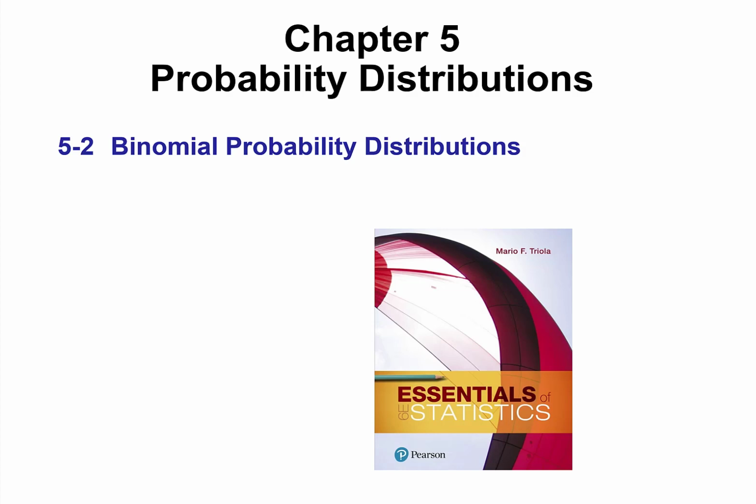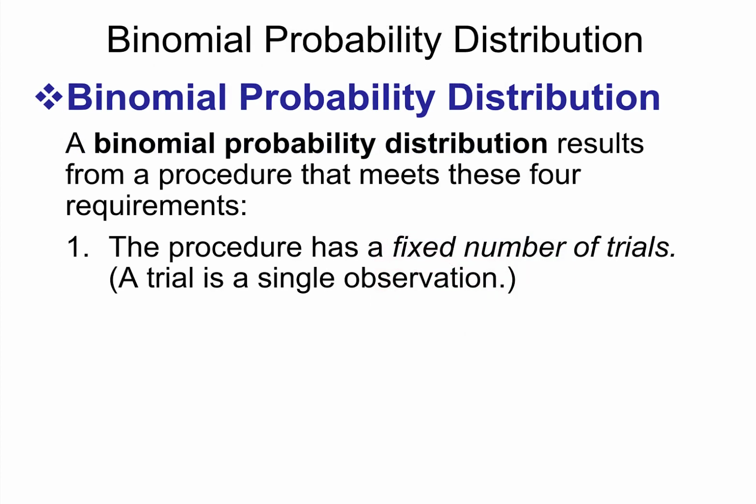Section 5.2, binomial probability distributions. So in this section, we're going to talk about one specific discrete probability distribution, which is the binomial probability distribution. And it results from a procedure that meets these four requirements.